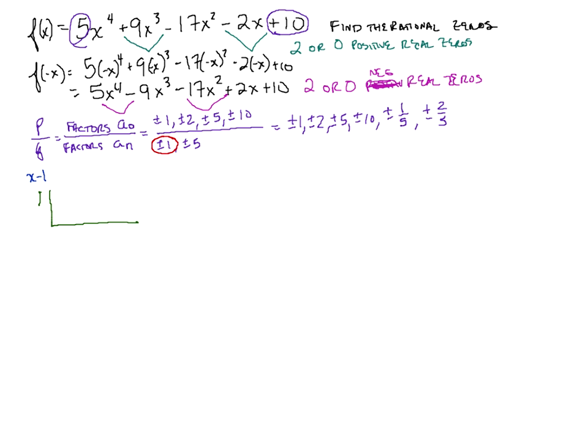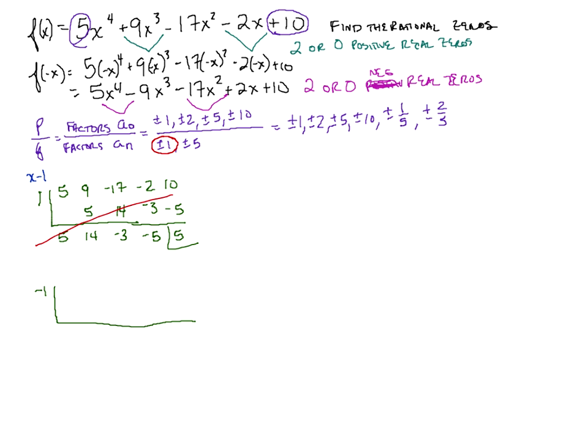All right, so let's get back to the synthetic division process. So 5, 9, negative 17, negative 2, and 10. All right, combine down, multiply, combine down, multiply, combine down, multiply, combine down, multiply, combine down. We have a remainder, which means not a factor. So, fails. Next up. So the next one we're going to try is negative 1.